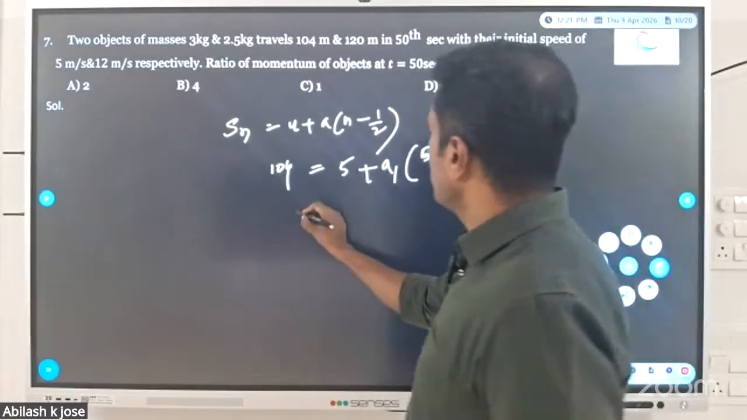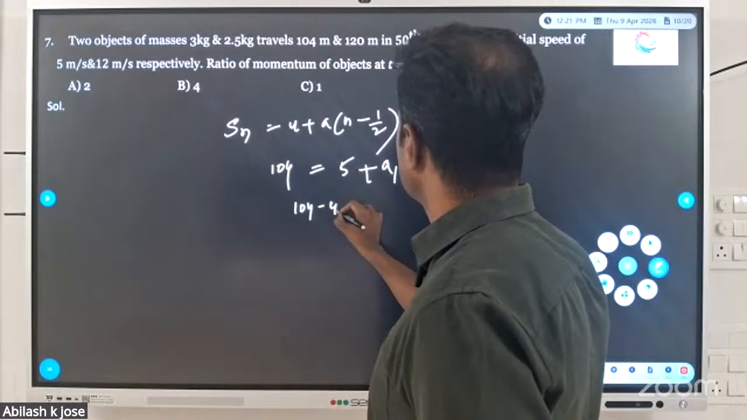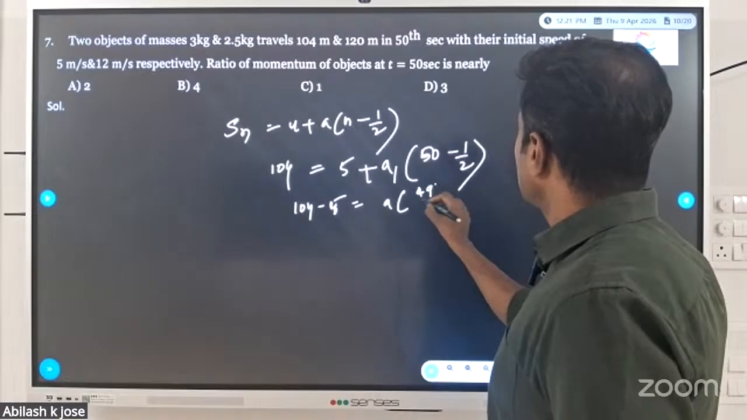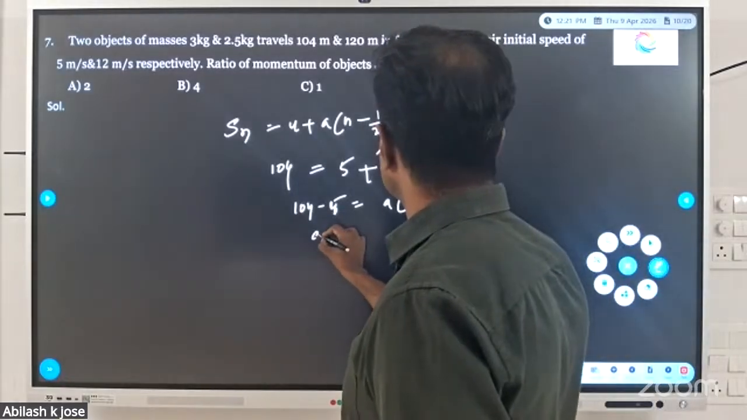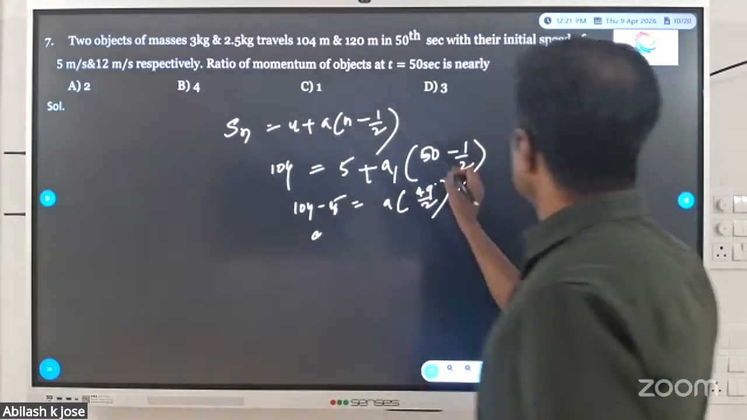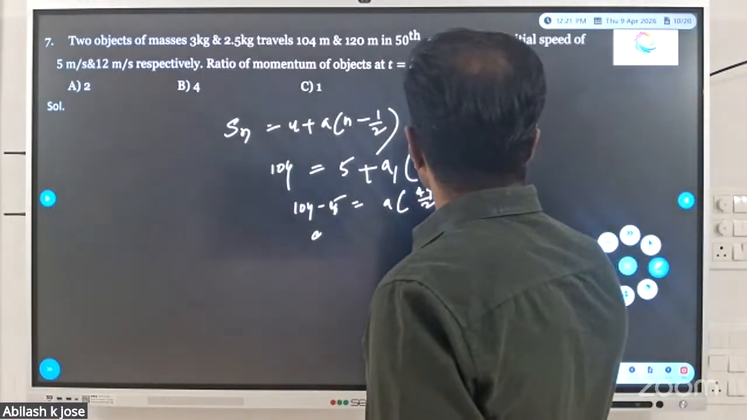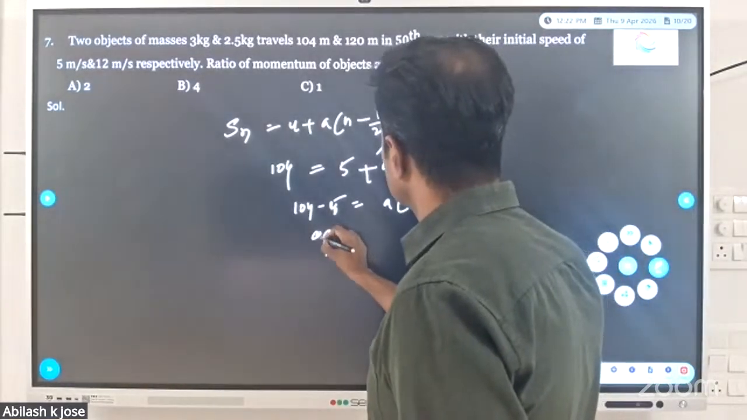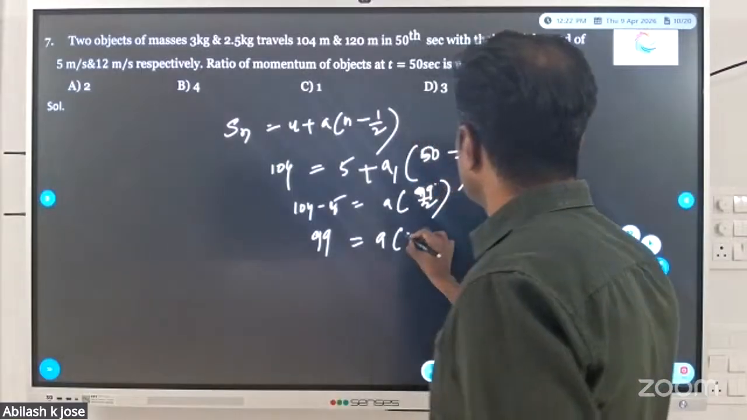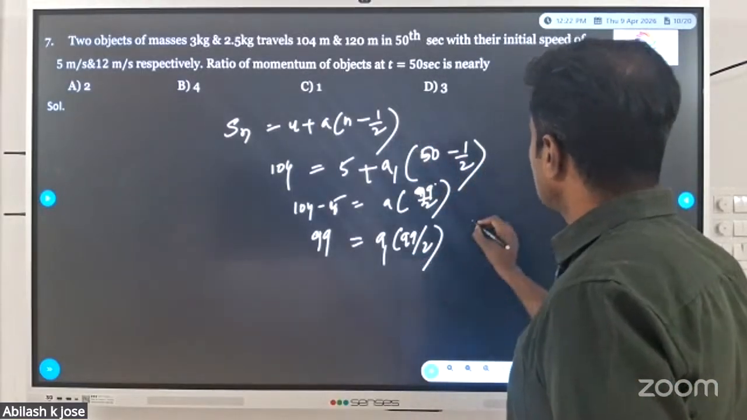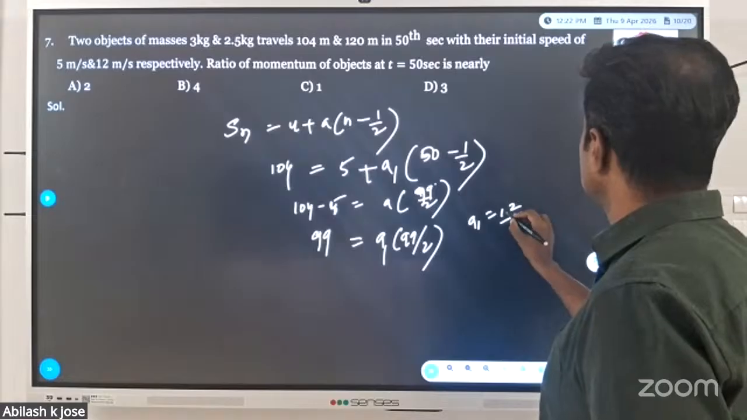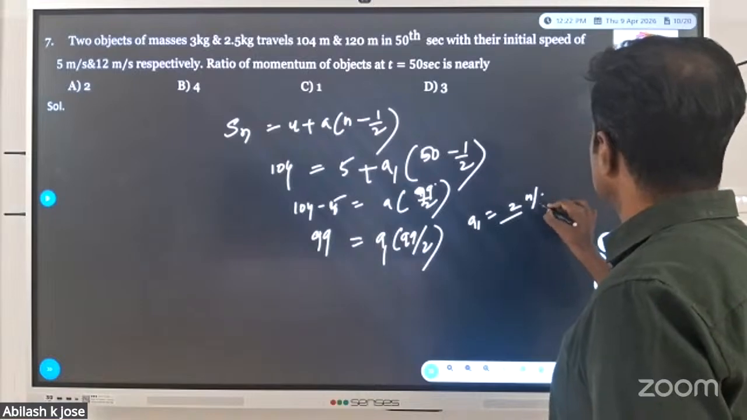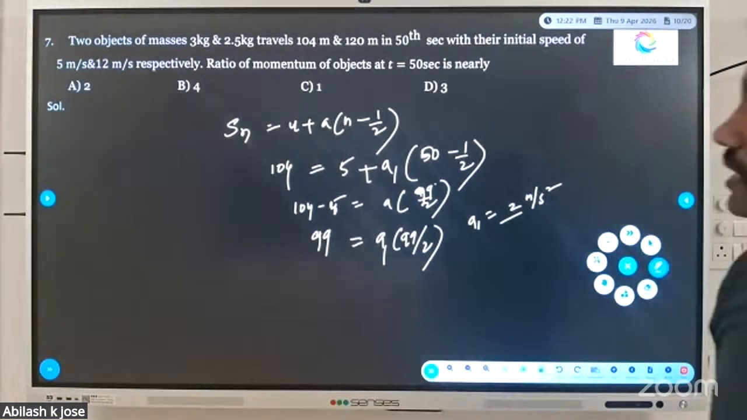So this comes out to be 104 minus 5 is equal to a1 into 99/2, since n is 50 and n minus 1/2 is 99/2. So 99 is equal to a1 into 99/2, to get the acceleration of the first as 2. The acceleration of the first is 2 meters per second square. Similarly, we can calculate the acceleration of the second.